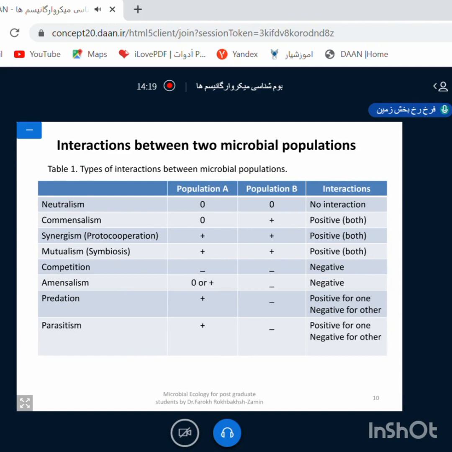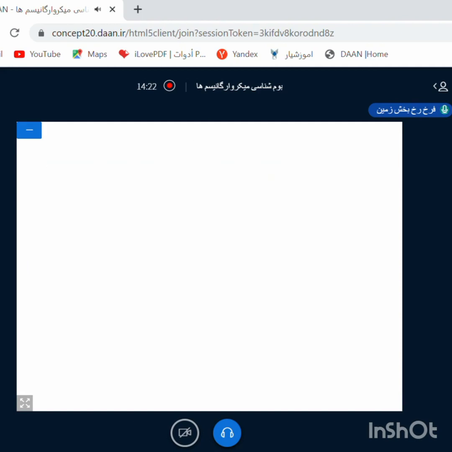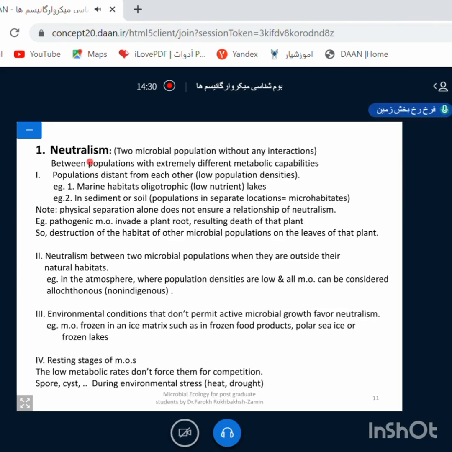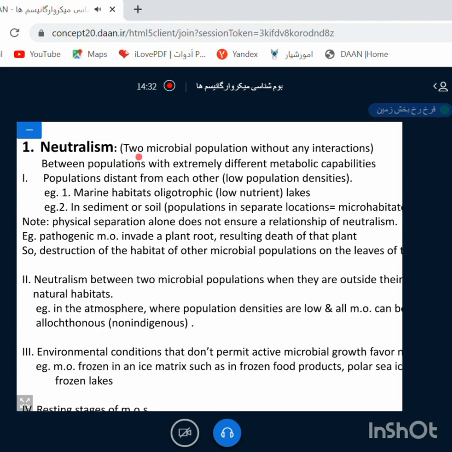Now we go through the first interaction, neutralism. What is that? Two microbial populations without any interactions. How is it possible for two different populations to be in the neighborhood and there is no interaction?